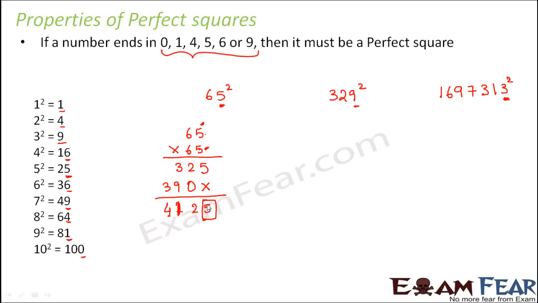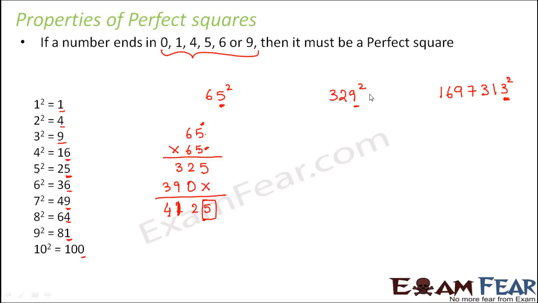So any perfect square will always have one of these digits, because whatever digit a number has in the units place will decide what digit will be there in the units place of that perfect square.